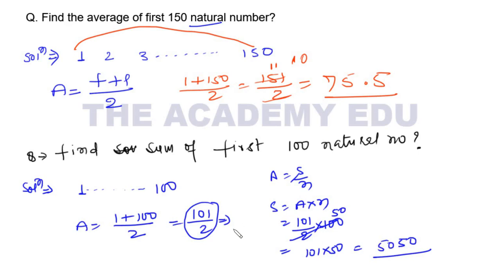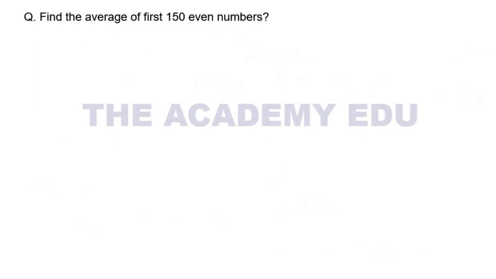So 5050 is the sum from 1 to 100. This is the way you can find the sum from the start to anywhere. Like if I ask you to find the sum from 1 to 150, I know the average. What is the average? 150 plus 1 by 2, 151 by 2. And what is the total number? 150. If you divide it, you will get 151 into 75. Multiply this, you will get the answer. There is no need for actual addition. Okay, so hopefully you got it. Now move to the next question. Please read the question.